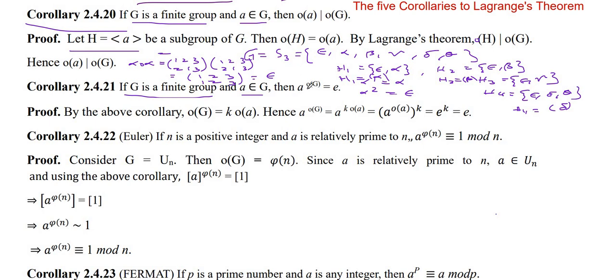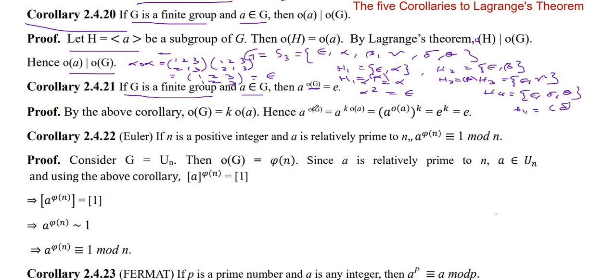But here what is mentioned is a raised to order of g. It is a raised to order of g, that should be the identity element. Now by the above corollary, you have order of a dividing order of g. So we must have order of g to be k times order of a.